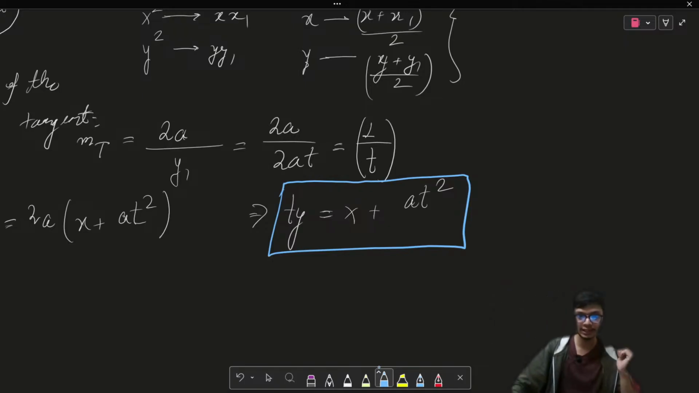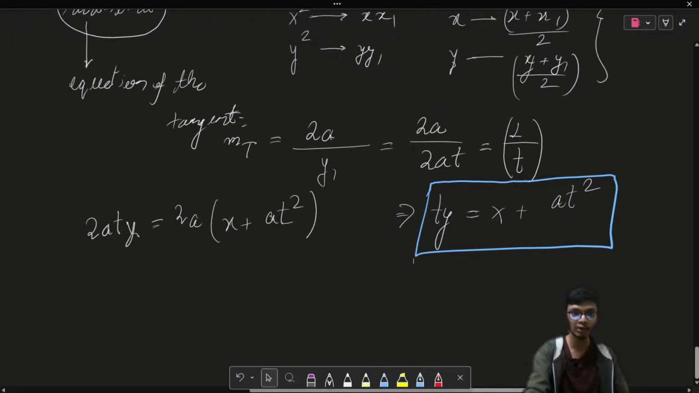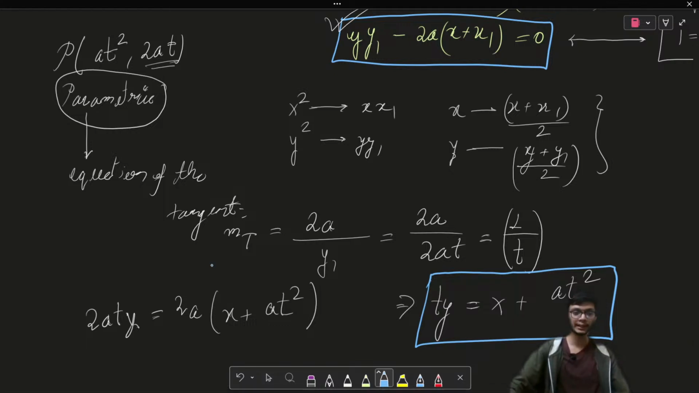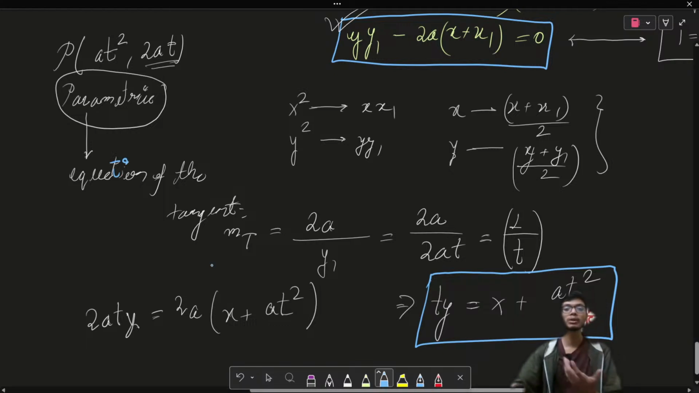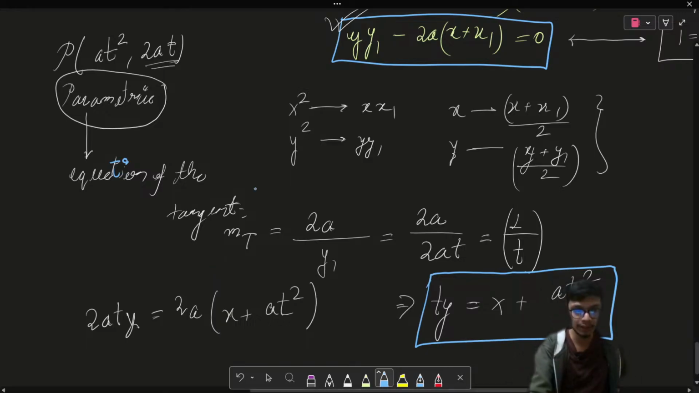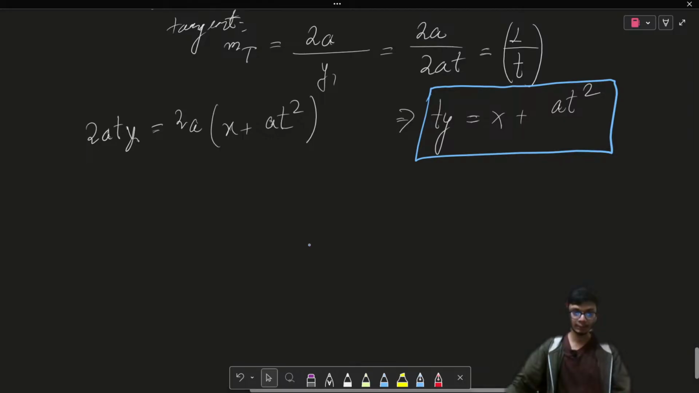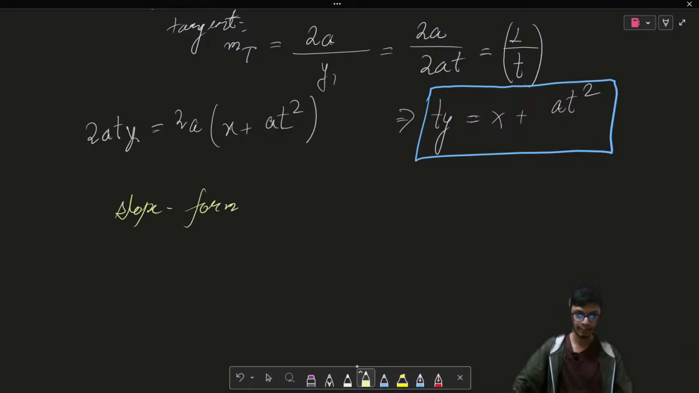Okay, so this is the equation of a tangent in the parametric form, right? Now, in a similar approach, we can also solve this question in the slope format. That is, if I want to write down the equation of a tangent in slope form. For example, I know the slope of the tangent and I want to write down the equation of the tangent in the slope form, right? So if I want to represent the slope format, the slope of the tangent is actually given as 1 upon t, right?